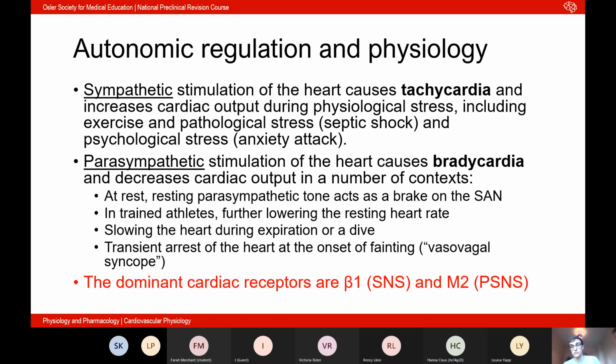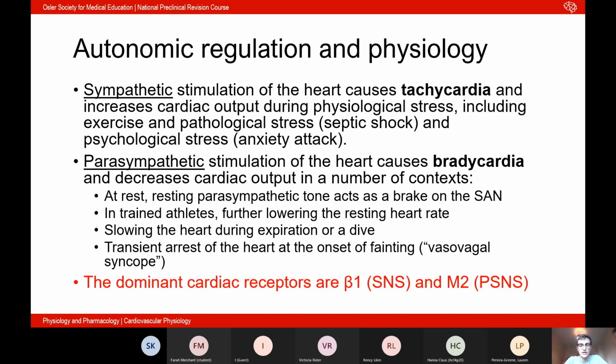The parasympathetic nervous system does the opposite, so it slows the heart rate down. This is kind of active most of the time at rest, to just put a little bit of a brake on our resting heart rate so that it's closer to 60 rather than 100. And in trained athletes, that happens even more, which is why you can get really trained people with really low heart rates, kind of 30 or 40 sometimes.